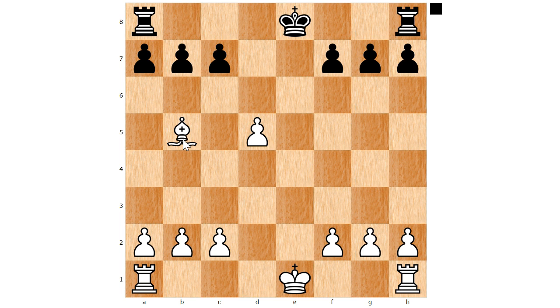Now, I'll show you how to notate the castling move. If you castle to the short side, you write 0-0, 2 zeros. And if you castle to the long side, you add another 0, 0-0-0, 3 zeros.